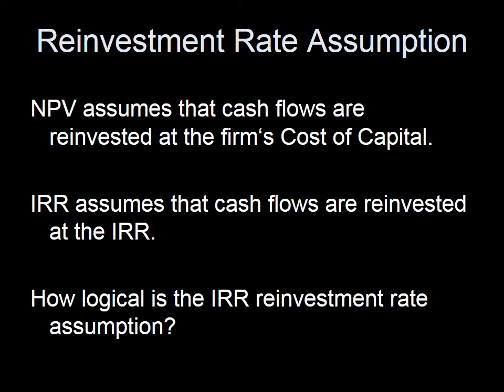Okay, well, that really is problematic for the internal rate of return, because let's say that you have a series of projects. Let's say you've got Project A that has an internal rate of return of 20%, and Project B has an internal rate of return of 50%. That 50% internal rate of return is based on the assumption that each year when you get the cash flows from that project, you're going to turn around and reinvest those cash flows at a 50% rate of return.